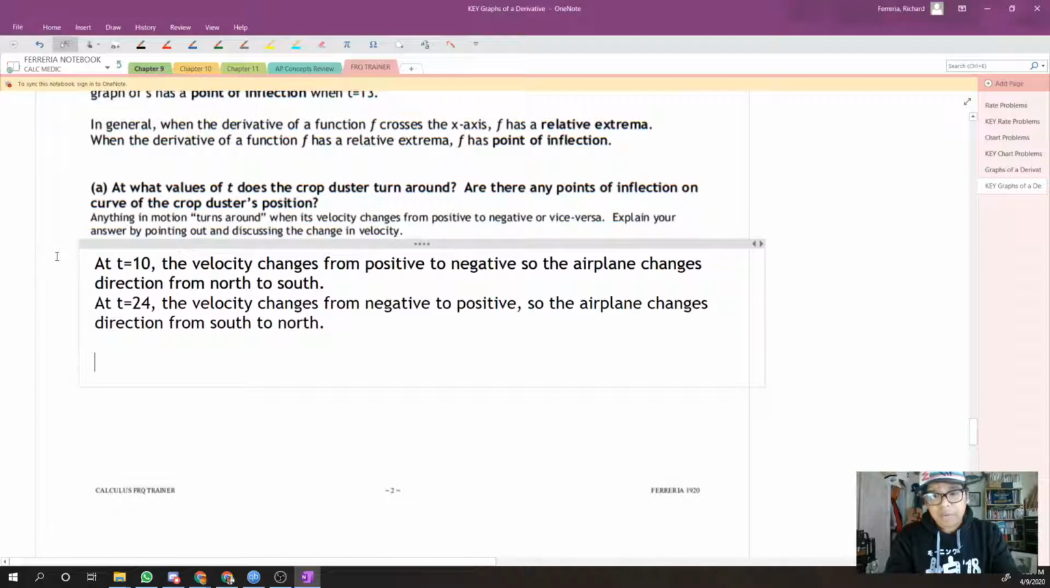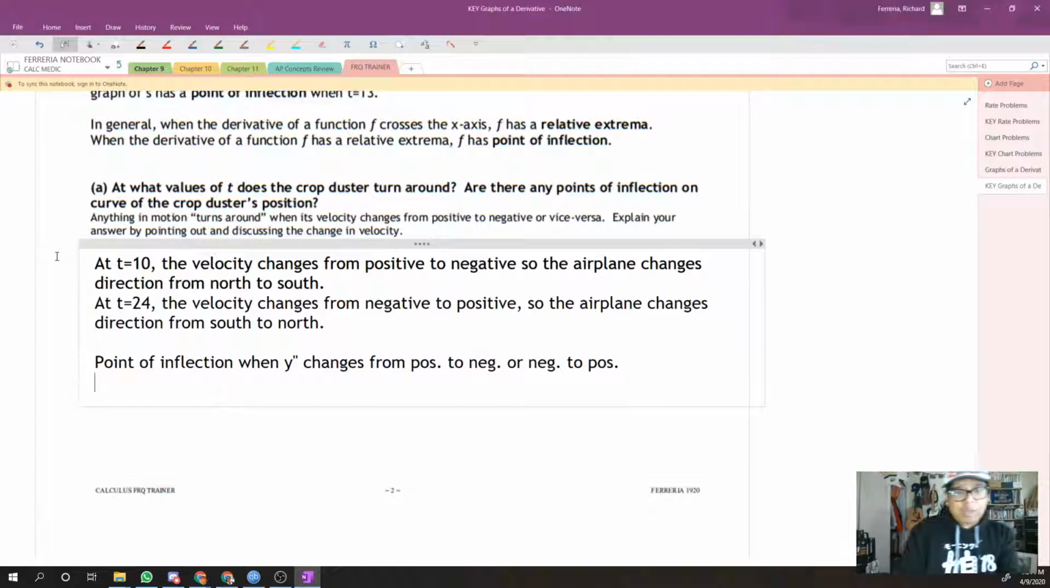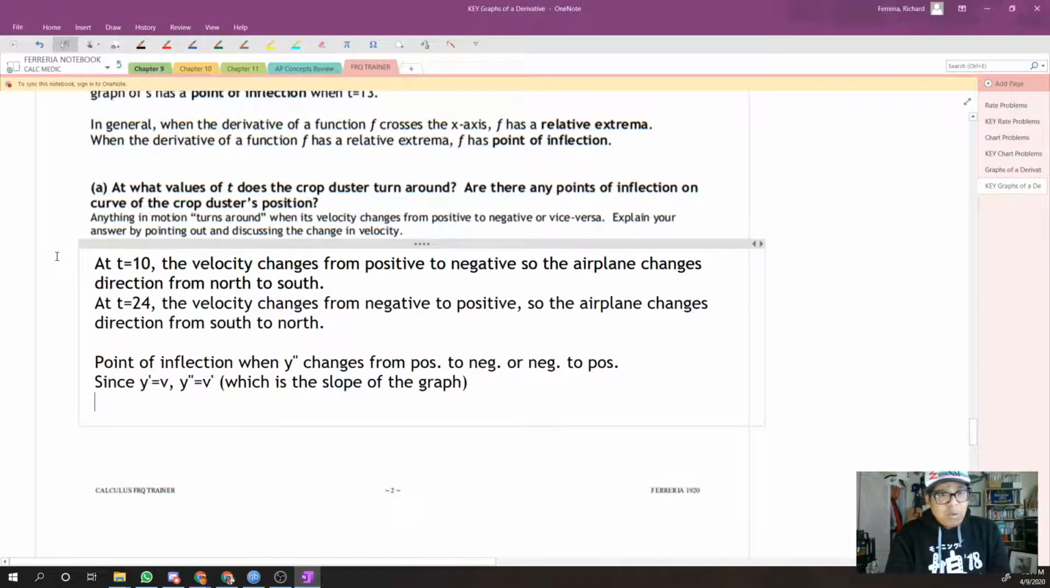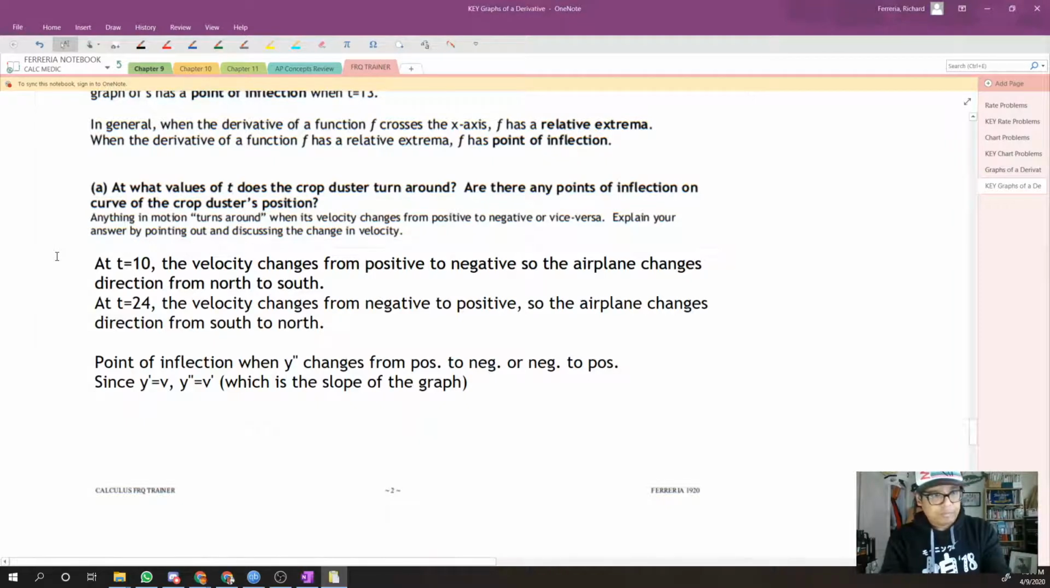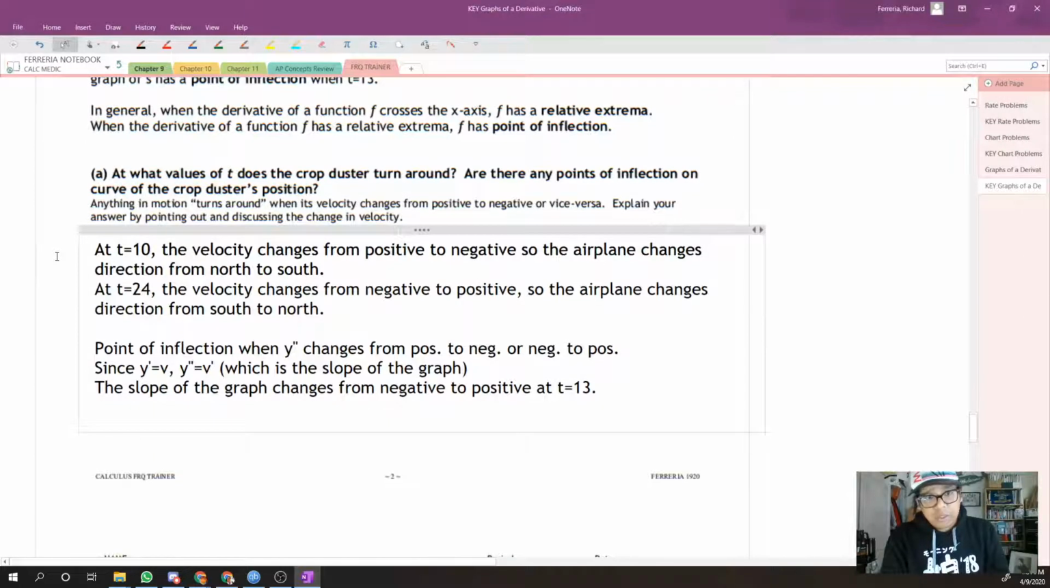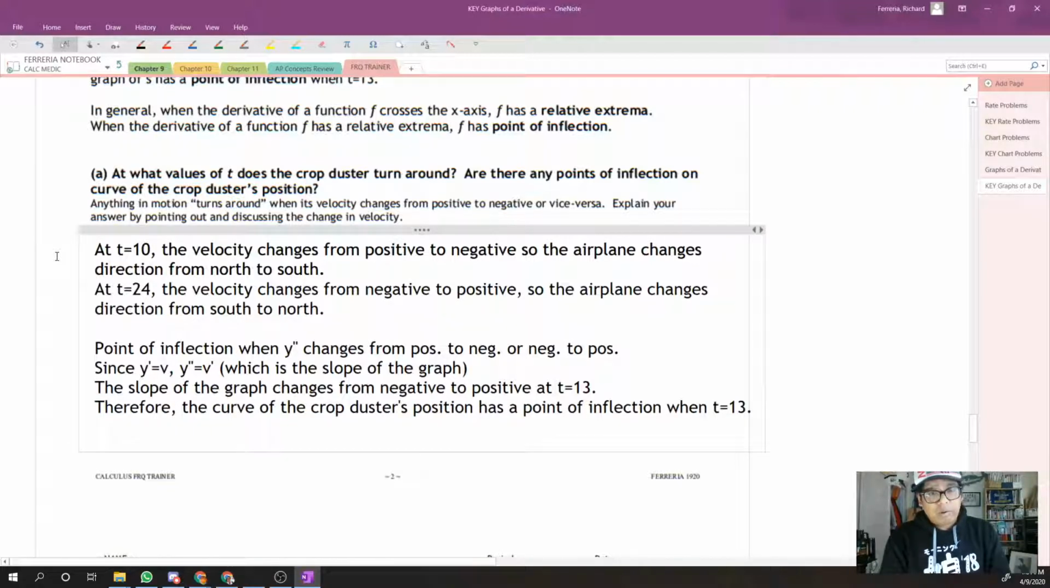So now I think we're ready to answer the rest of part B. A point of inflection is a place where y double prime changes from positive to negative or negative to positive. And since y prime is equal to velocity, y double prime is equal to v prime, which is the slope of the graph. The slope of the graph changes from negative to positive at t equals 13. So therefore, the curve of the crop duster's position has a point of inflection at t equals 13.